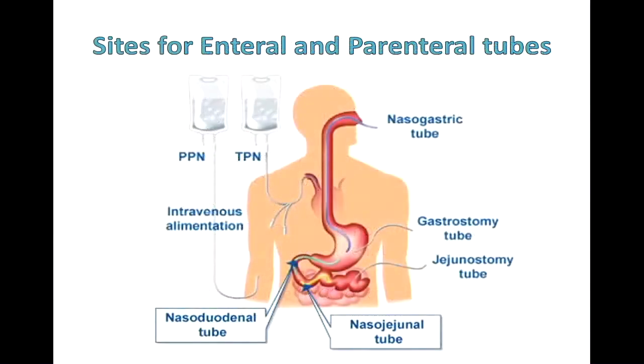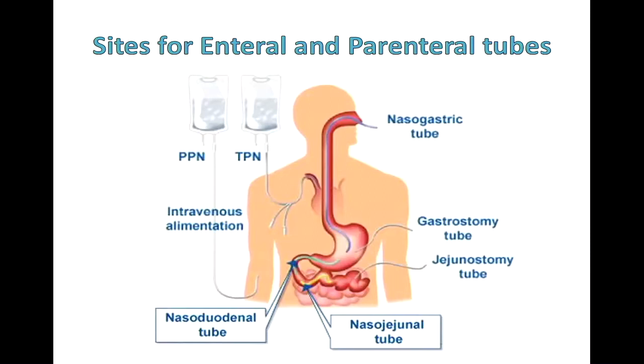So as you can see here, the most common one is the nasogastric tube. That one literally goes through the nose down to the stomach. The jejunostomy tube is very similar. It goes through the nose, but it goes into a very specific part of the GI tract, and that's normally done under X-ray because it has to go into a certain part.